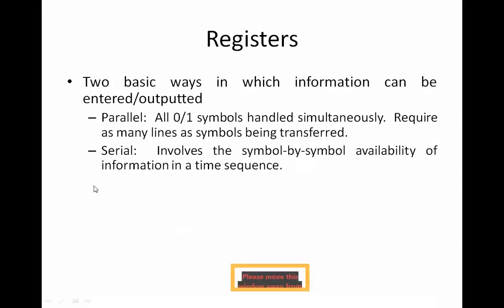So these are the two types, parallel and serial. Parallel means data goes simultaneously, but serial means the data goes one by one, bit by bit. In parallel, all 0 or 1 symbols are handled simultaneously. They require many lines as symbols are being transferred, so we need more lines connected from one point to another point. Serial involves symbol by symbol availability of information in a time sequence. Whenever there is a clock, a bit is passed from one point to another point.